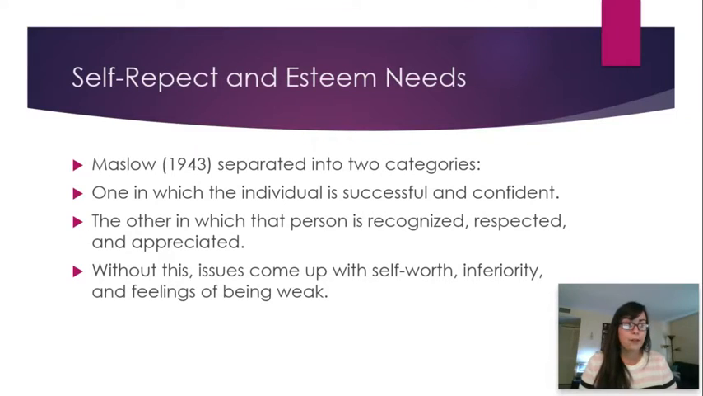The fourth tier is regarding self esteem and respect. Self respect, which Maslow then separated into two categories: one in which a person is successful in achievements, confident in their abilities, and the other in which they're recognized, respected, and appreciated for what they can do. Without this, Maslow noted that issues with self worth may arise, and one may feel inferior or weak.